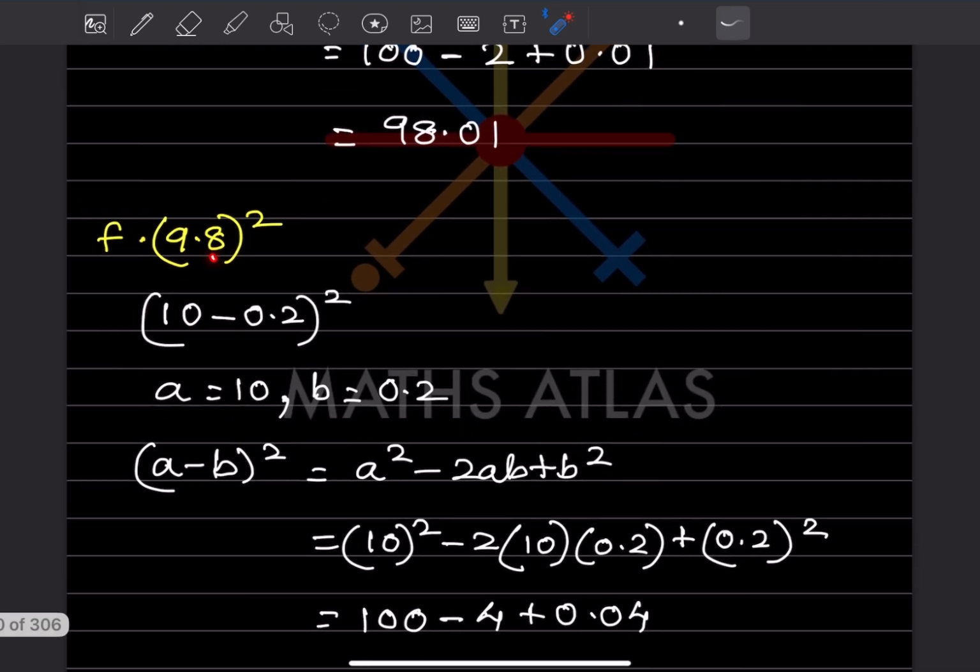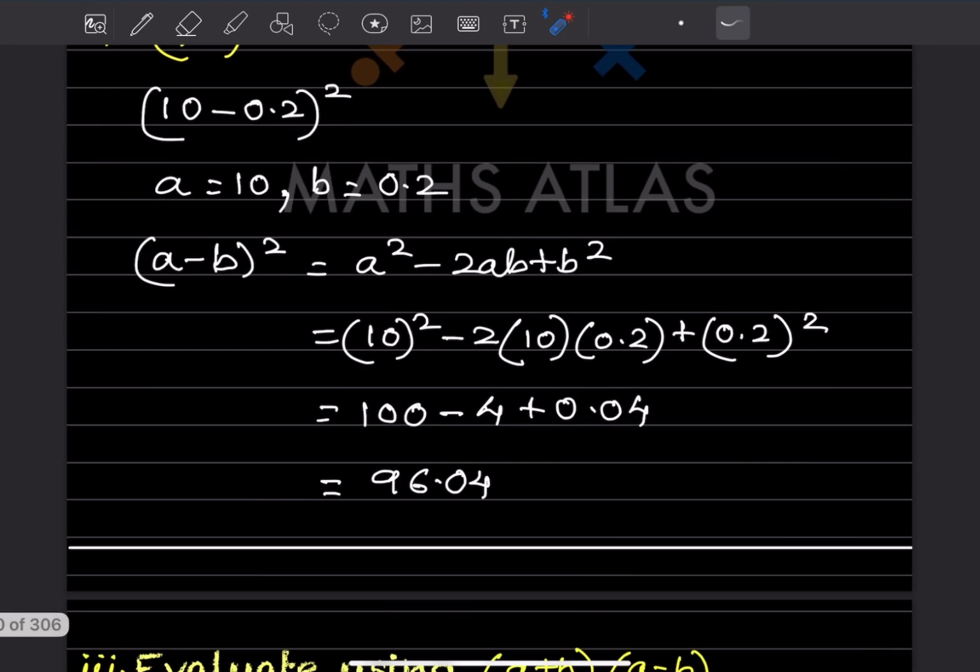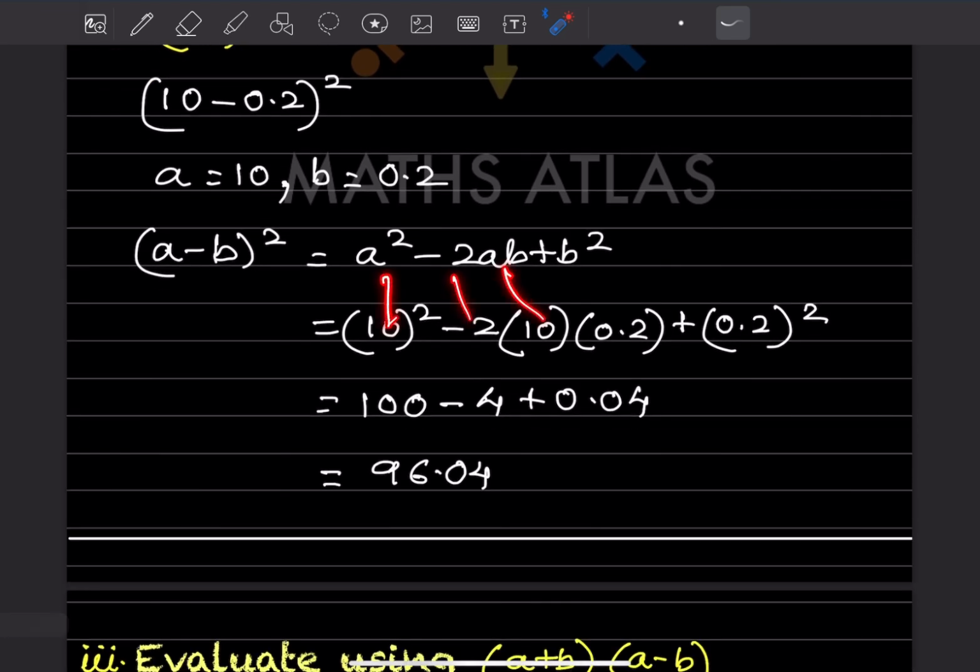For 9.8, we can write here (10 minus 0.2) whole bracket square. So A is 10, B is 0.2. Same formula. Put the values. And this is the answer.